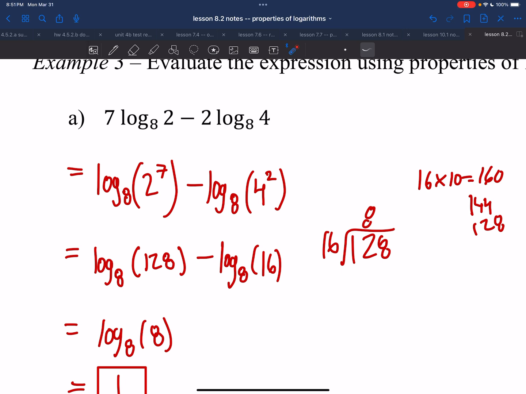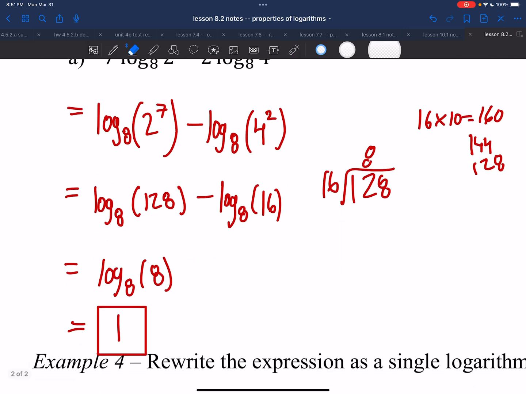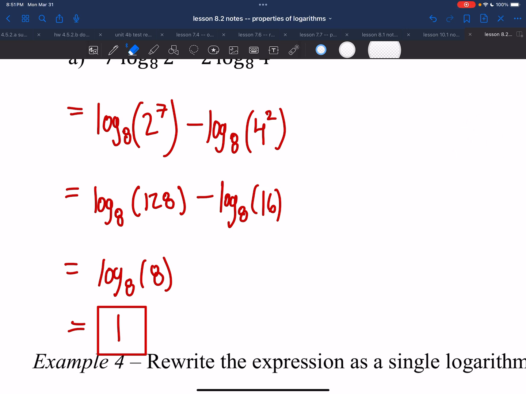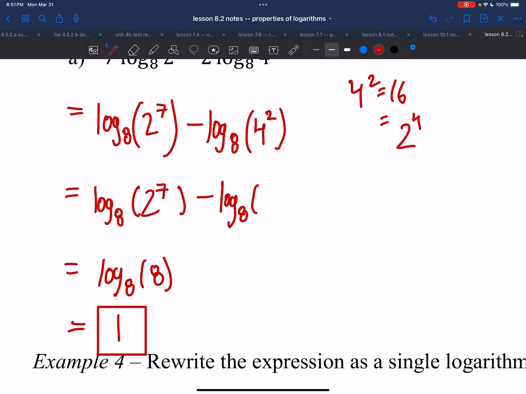Another way, which I actually like more, is to play. You say, what? Play? Play with what? Play with the exponents. So watch, I'm going to redo this one again. 2 to the 7th is just 2 to the 7th. But 4 squared, being 16, is also equivalent to 2 to the power of 4. So what I'm actually going to do here is rewrite 4 squared as 2 to the 4th.